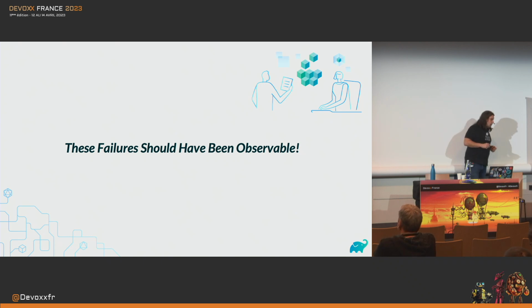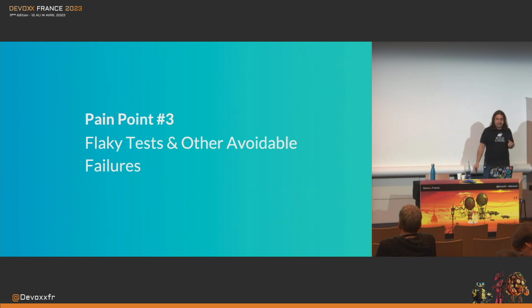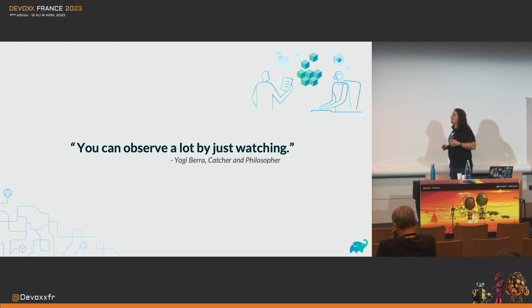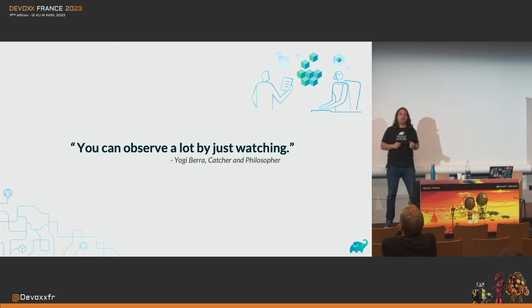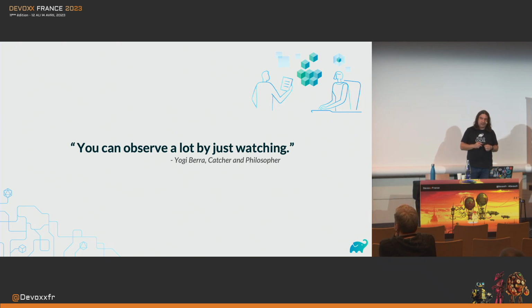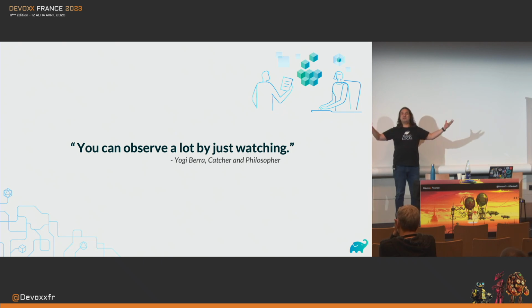Okay. But what about problems that have occurred that we could have dealt with proactively if we had just been observing them? So let's talk about pain point number 3, flaky tests and other avoidable failures. I love this quote, and it sums up so much of the essence of DPE and why we need it. Yogi Berra, catcher and baseball philosopher, said something just so simple: you can observe a lot just by watching, but nobody's watching.